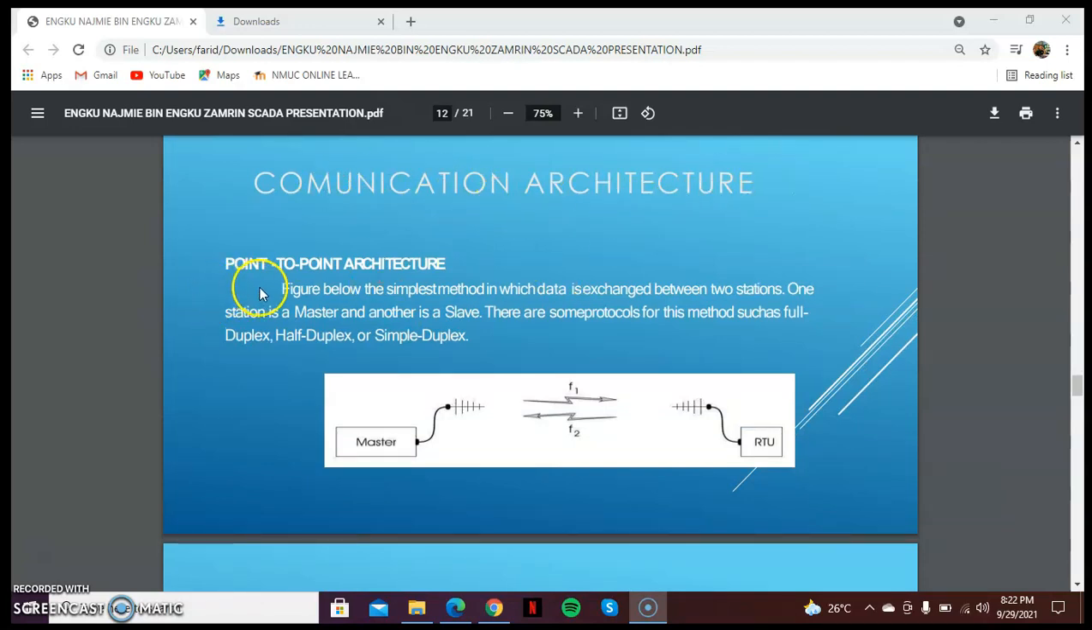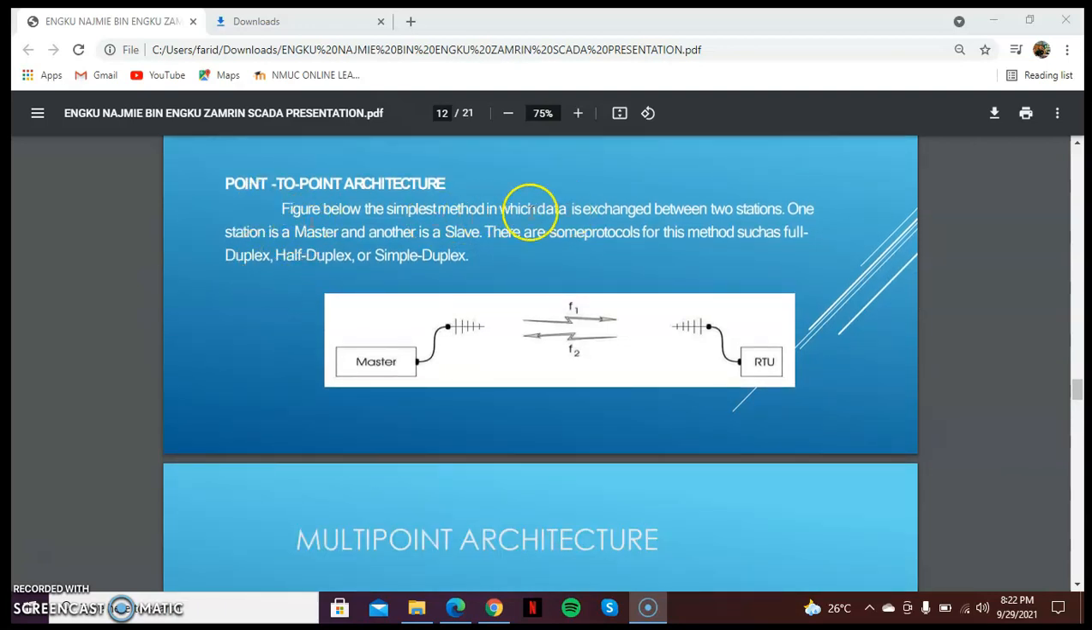Communication architecture, point to point architecture. As you can see, the figure below is the simple method in which data is exchanged between two stations. One station is the master and the other one is a slave. There are some protocols for this method such as full duplex, half duplex, or simplex.